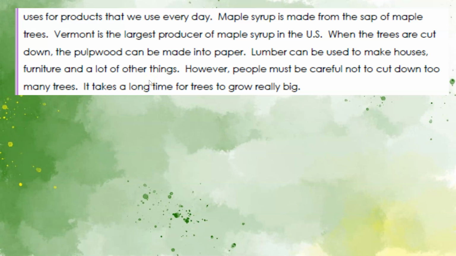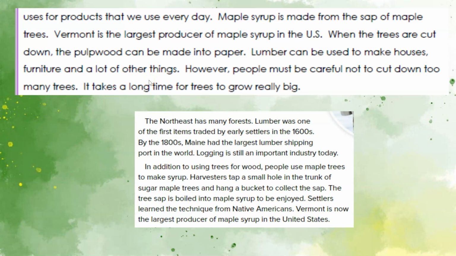Here's an excerpt from our social studies textbook. The Northeast has many forests. Lumber was one of the first items traded by early settlers in the 1600s. By the 1800s, Maine had the largest lumber shipping port in the world. Logging is still an important industry today.